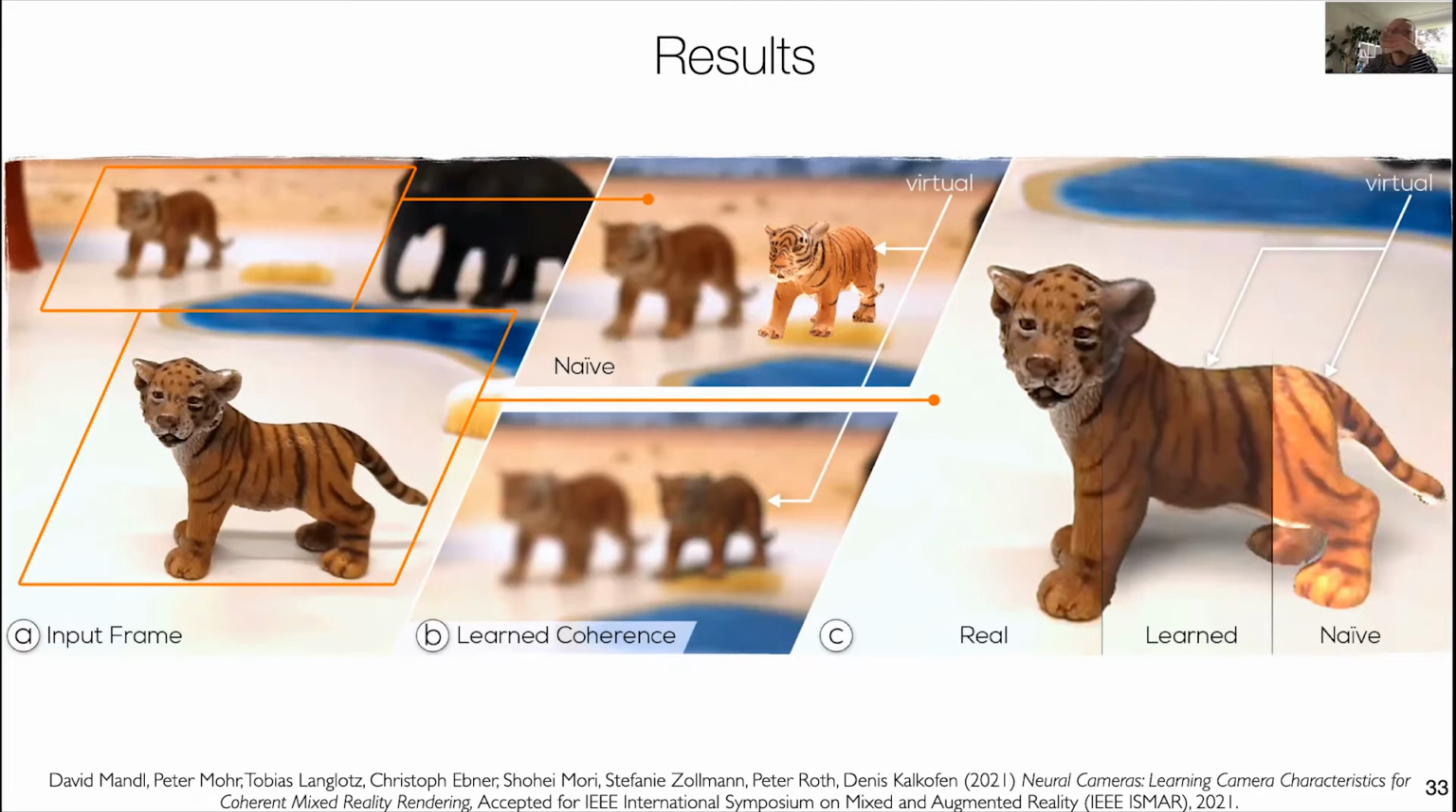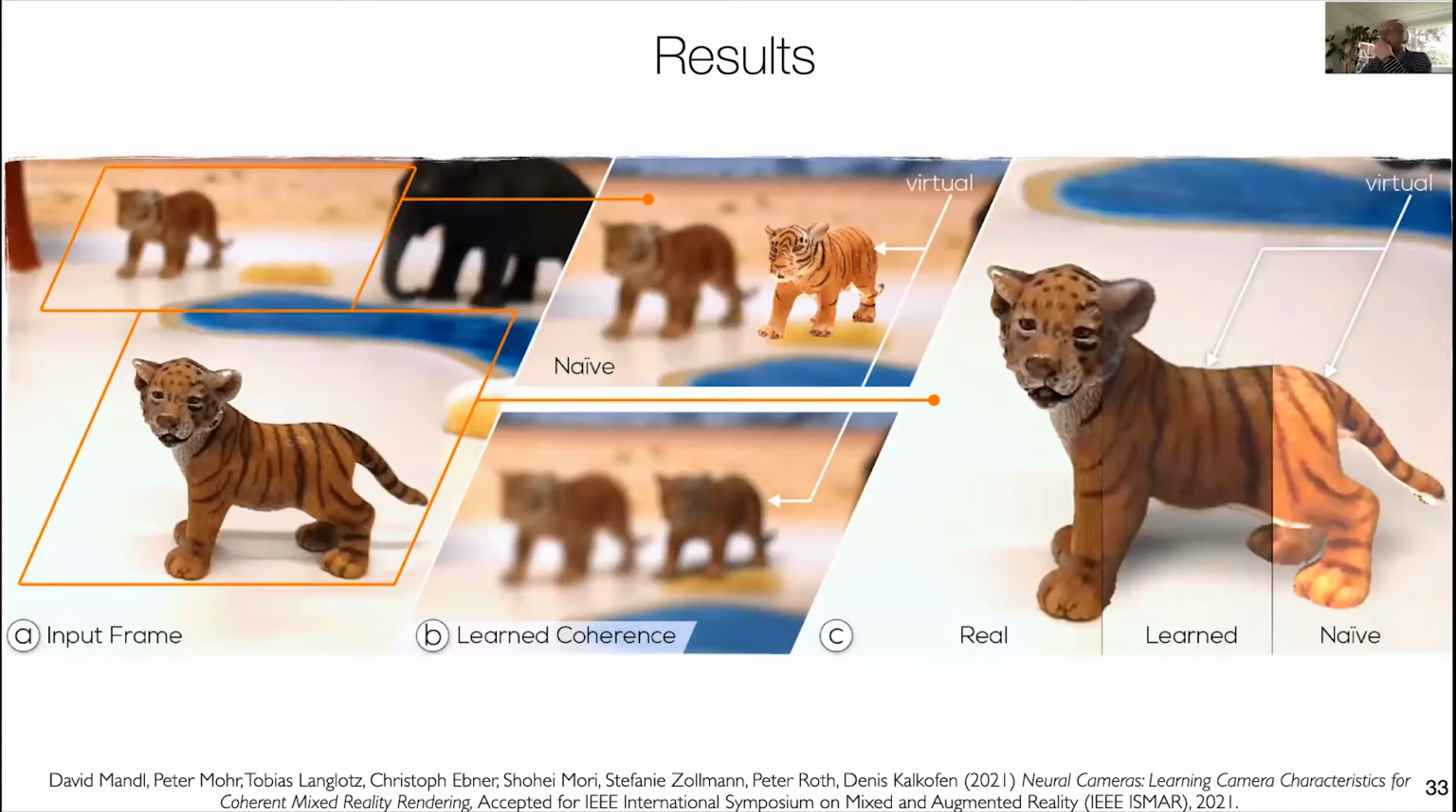There's a tiger in the foreground and a tiger in the background. If we just look at the tiger in the background, normally when we do a naive one, we can put exactly that 3D scan of the tiger next to it and just render it. And what you see in the top is very easy to make out. It looks entirely different. But if we apply our learned coherence, and that's what you see in the lower part, then there's still a subtle difference because the right-hand side is a bit darker, but it's probably very hard to make out which one is real and virtual because they both look very realistic.